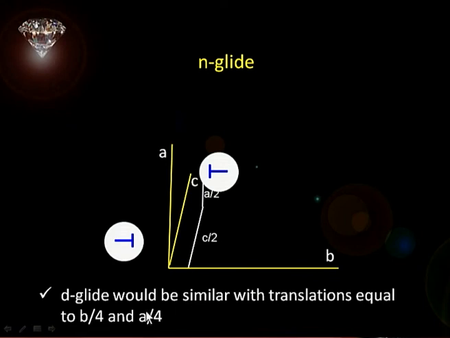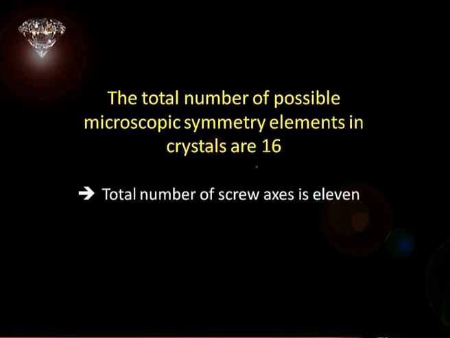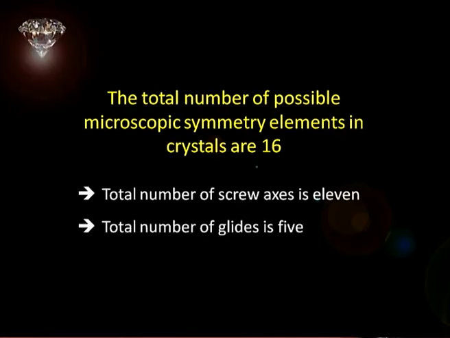Okay. So, those are the possible symmetry operations in case of crystals. Now, what are the total possible macroscopic symmetry elements in case of crystals? That happens to be 16, because we just saw that there are 11 screw axes possible, since screw rotation is the operation and screw axis is the corresponding element. And also we have seen that the total number of glides happens to be 5. The 3 are axial glides, 1 is an n-glide, 1 is a d-glide, and then the total comes out to be 16.